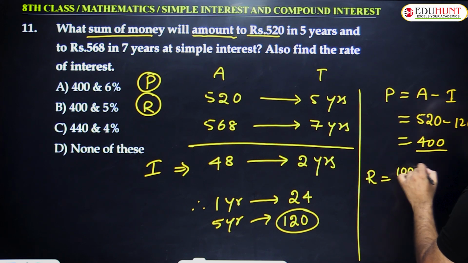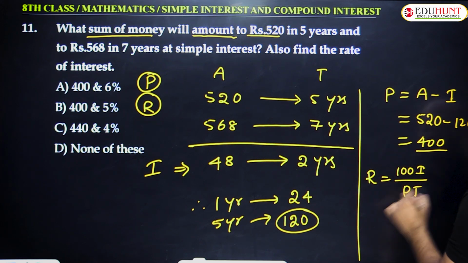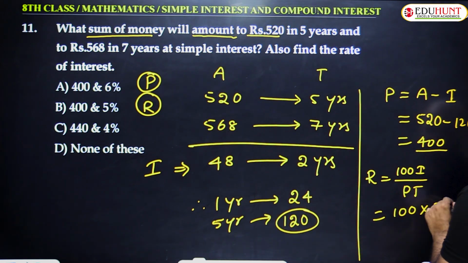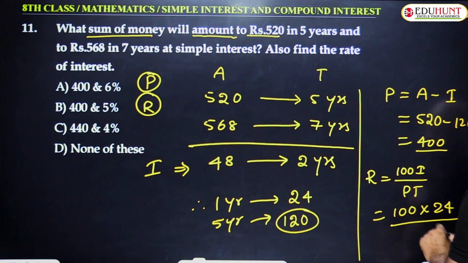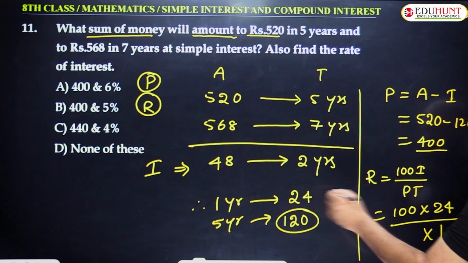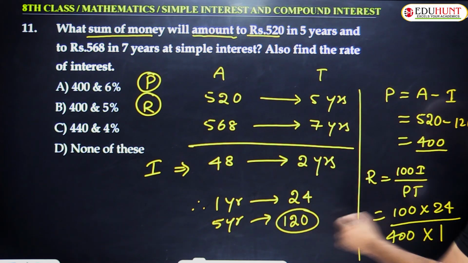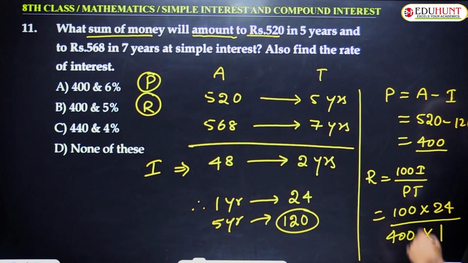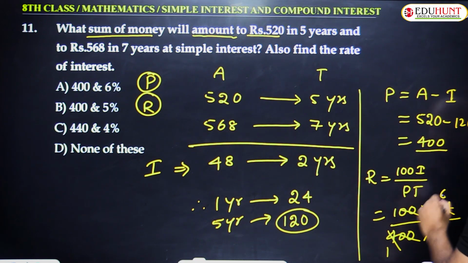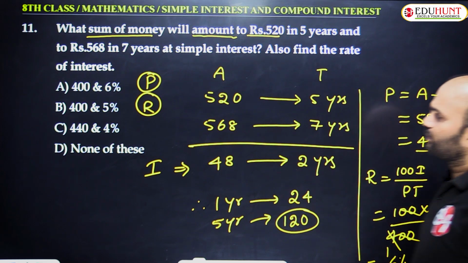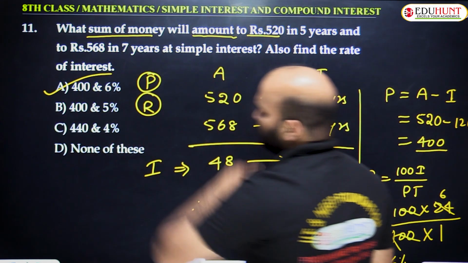R equals 100 into I by PT. Clearly 100 into the I value. How much did we take? 1 year interest taken, so in the T place 1 year is taken, okay? So T is replaced by 1 year, principal you know is 400 into 1. If you take the 5 years interest, time is also taken as 5 years. Am I clear? 20 cancel, 20 4s are 80... so the rate of interest is 6%. So 400 and 6% is the required answer. Option A is the right answer.